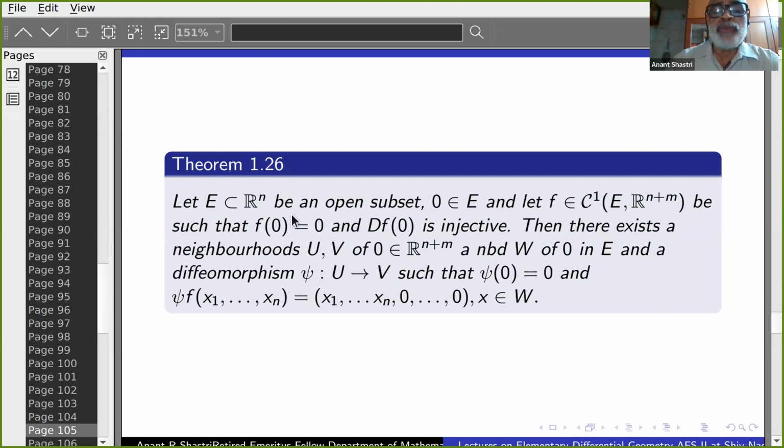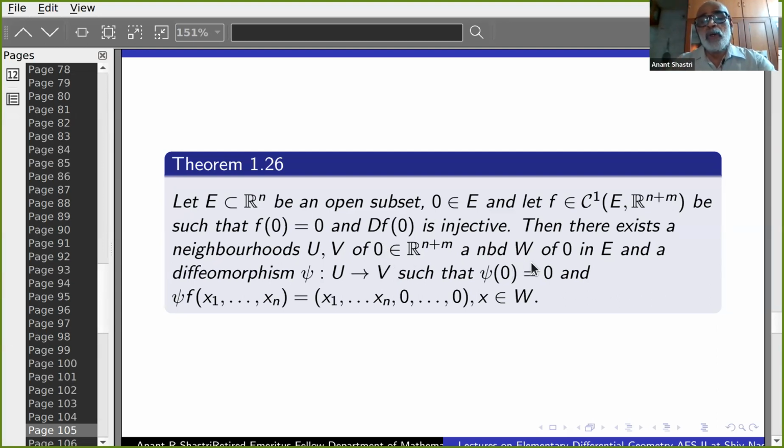Okay, suppose f of 0 is also 0. So the shifting of origin I have taken care of here. Generally, this is not necessary. You can say f of a is b, then you have to shift the coordinates in the domain as well as the codomain to make this so. What is non-trivial is that df is injective now. Then there exist neighborhoods U, V, etc., of 0, W and so on. Now everything is happening inside the codomain R^(n+m).